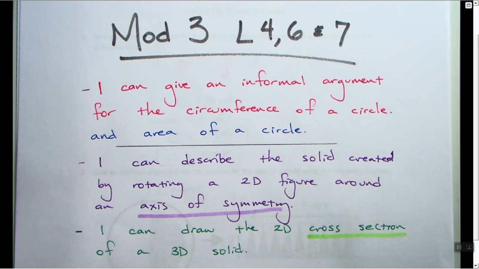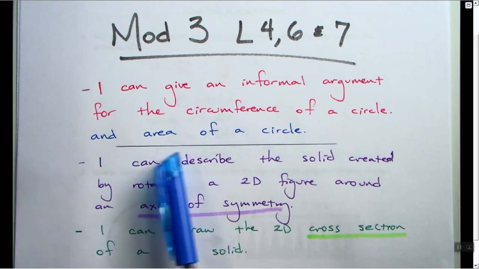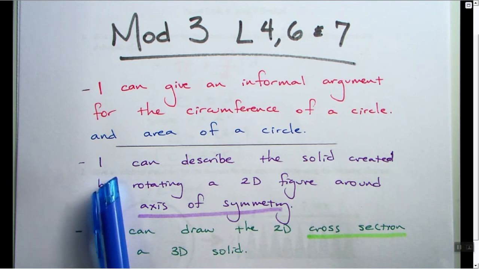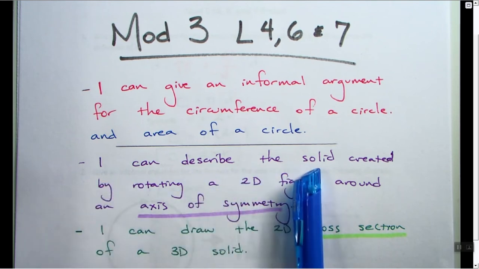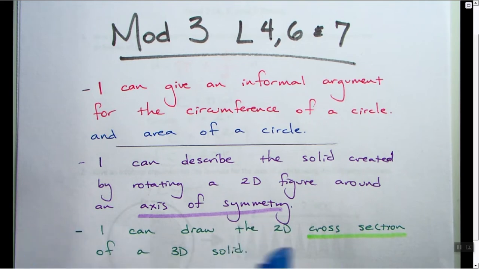This video is about Module 3, Lessons 4, 6, and 7. And we're talking in this video very quickly about an informal argument for the circumference of a circle and the area of a circle. Okay? We're also talking more in depth about how you can describe the solid created by rotating a 2D figure around an axis of symmetry. So if you're rotating something around a line, that line is called the axis of symmetry. Okay, that's a new word for us.